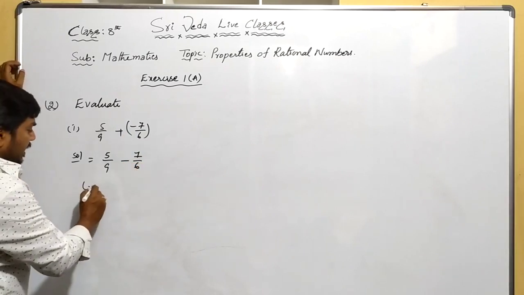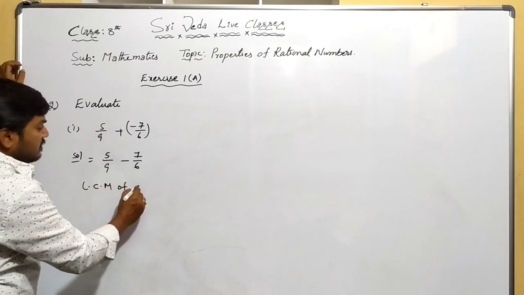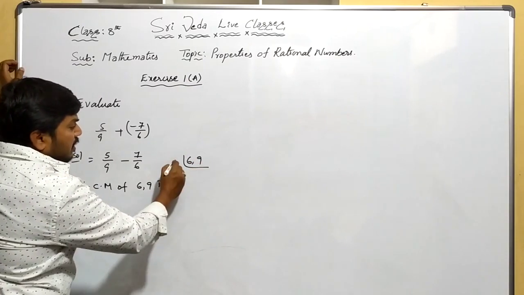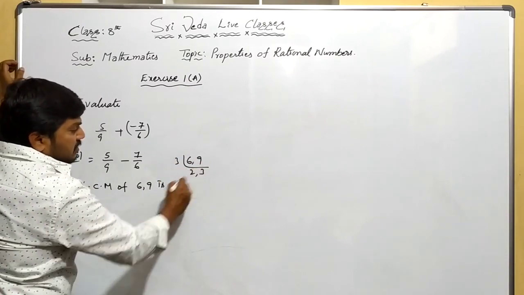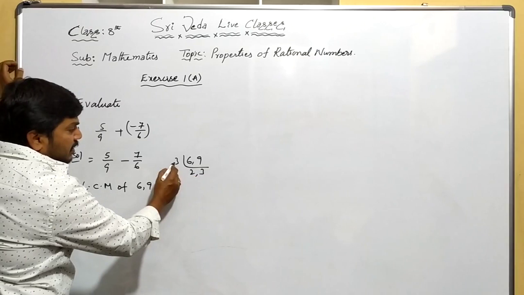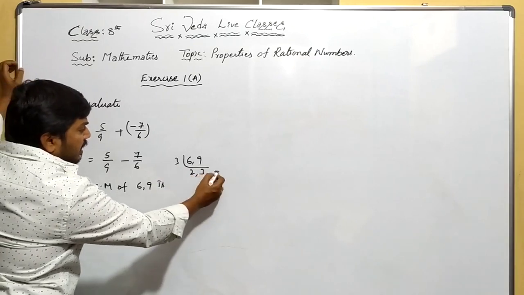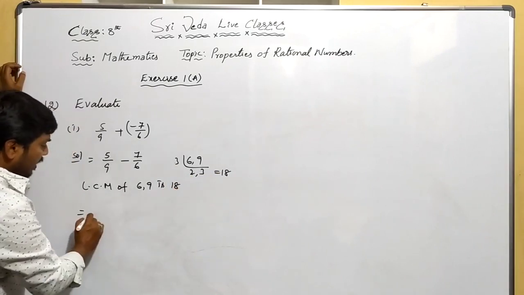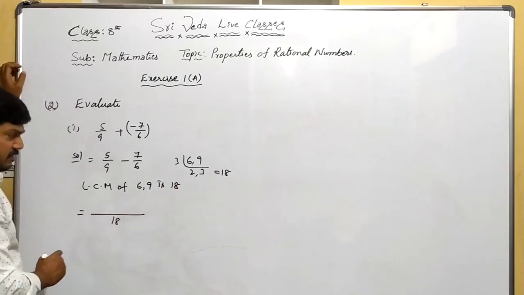What is the LCM? LCM of 6 comma 9. So 3 2s are 6, 3 3s are 9. So multiply: 3 2s are 6, 6 3s are 18. Okay, it is 18. Now write the 18 here like this.